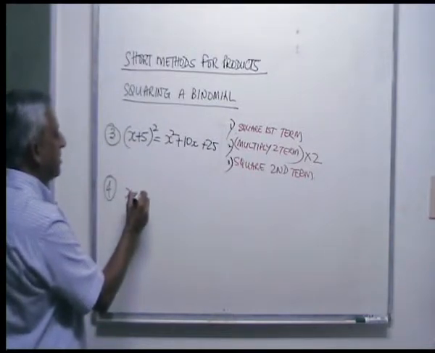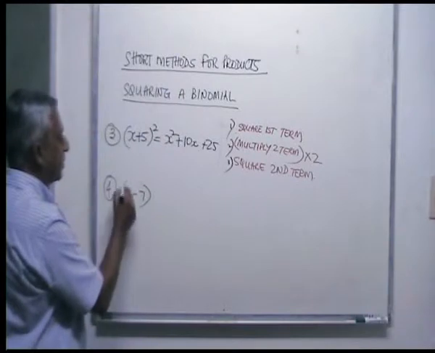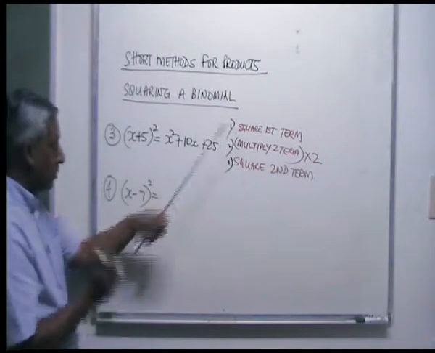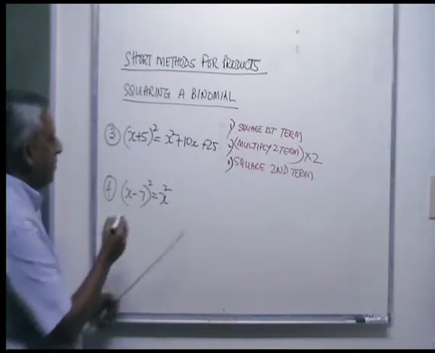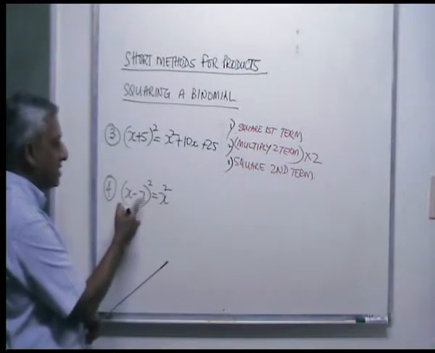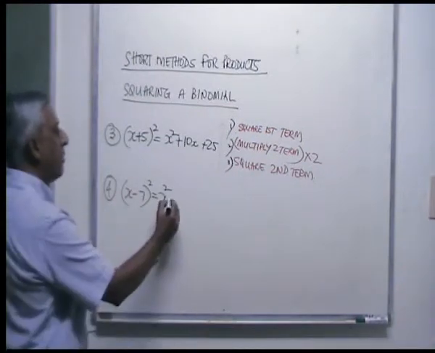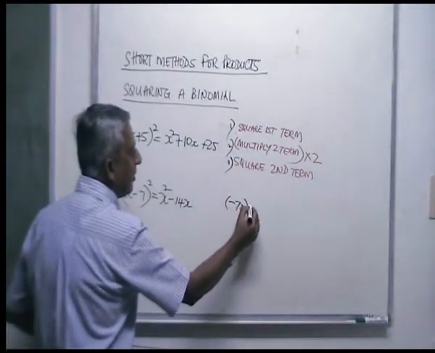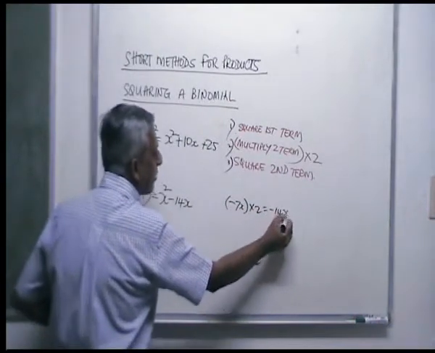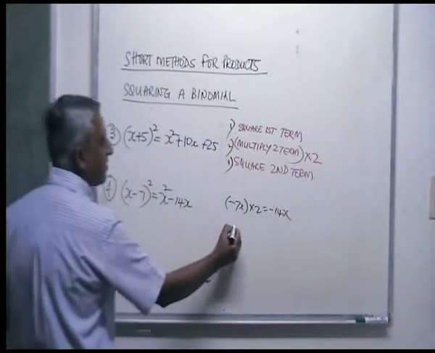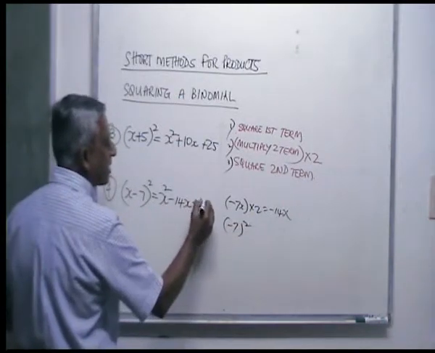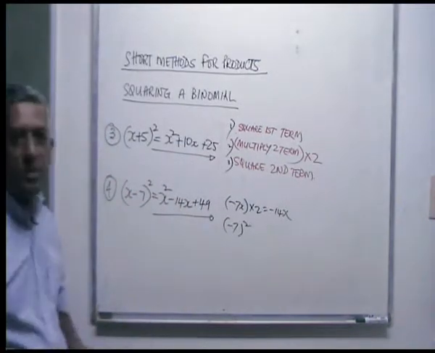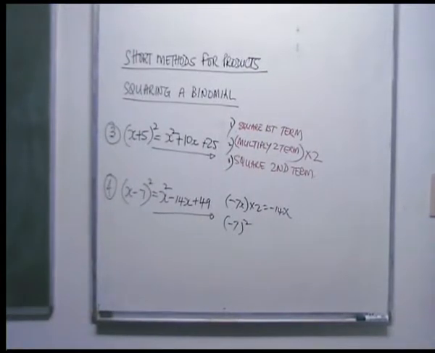x minus 7, all squared. Square the first term. You see? We're following the rule. Square the first term, x squared. Multiply the two terms, it will become minus 7x. Times 2 will become minus 14x. You see, you had minus 7x, then you have to times it by 2, we get minus 14x. And then square the minus 7, so it's minus 7 squared, which is plus 49. Alright, so that's how we do the shortcut for the squaring of a binomial.